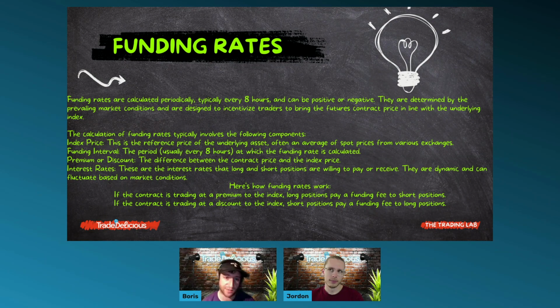So essentially, if the contract is trading at a premium to the index, the long positions are going to pay a funding fee to short positions, and if the contract is trading at a discount to the index, short positions pay a funding fee to long positions. So let's take right now, for example. Just off the top of my head, if you're holding a big long position right now, the funding is positive, meaning you are paying to hold a Bitcoin long position. However, if you are short Bitcoin right now, you're actually getting paid to hold that position. So that's basically a very quick synopsis of funding rates.